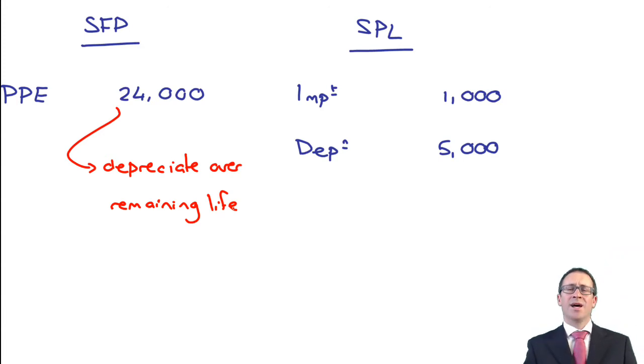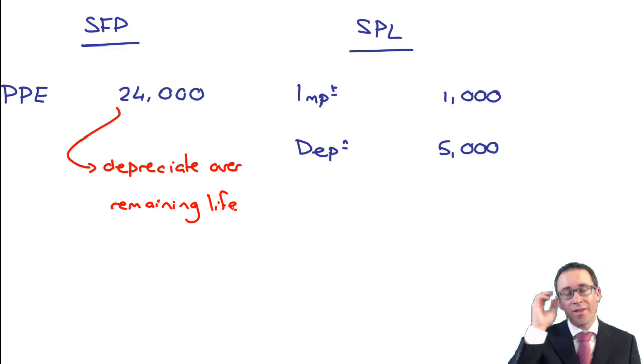So here is that 5 years. Okay, so 24,000 divided by five, whatever figure that gives you, goes within next year's and then the subsequent years' statement of profit or loss.